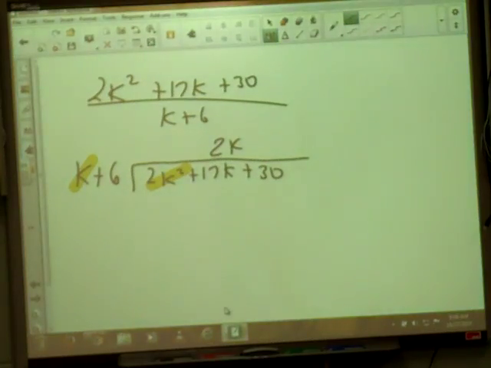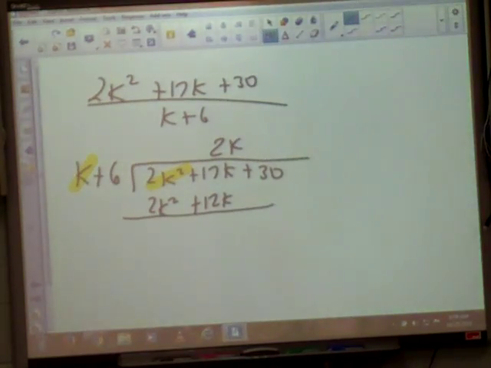Now that 2K that we put on the top, we have to distribute it to everything outside the box. So 2K times K is 2K squared, good. 2K times 6 is 12K. Then we get to draw our line and subtract. 2K squared minus 2K squared with nothing. 17K minus 12K is 5K.